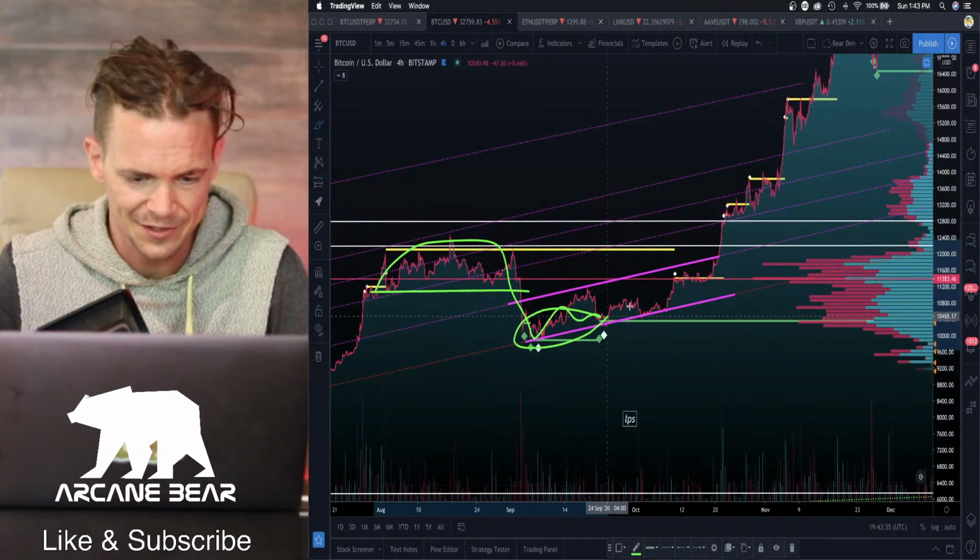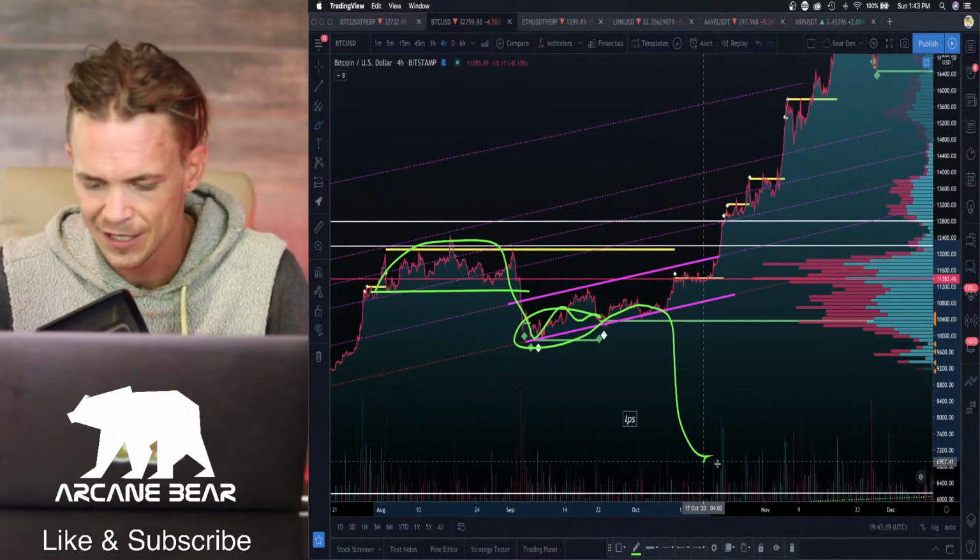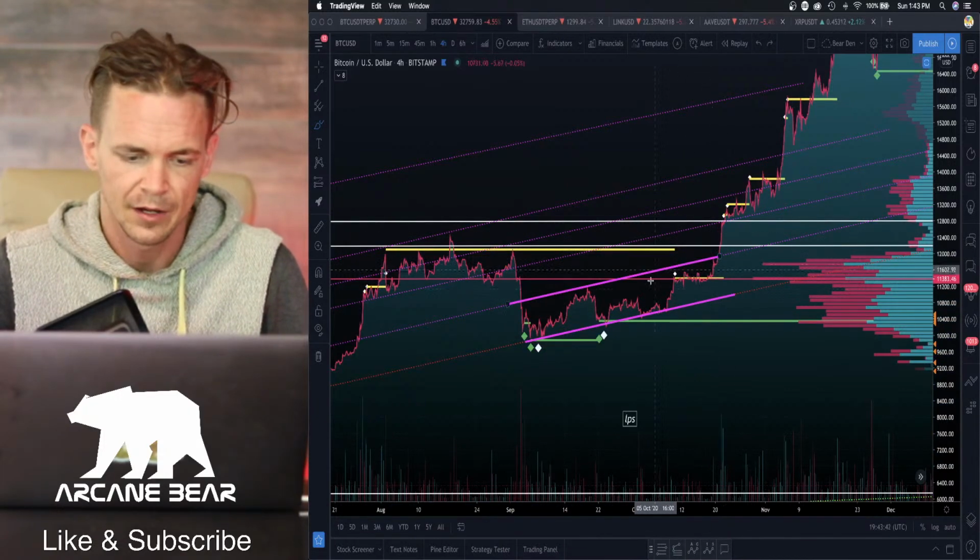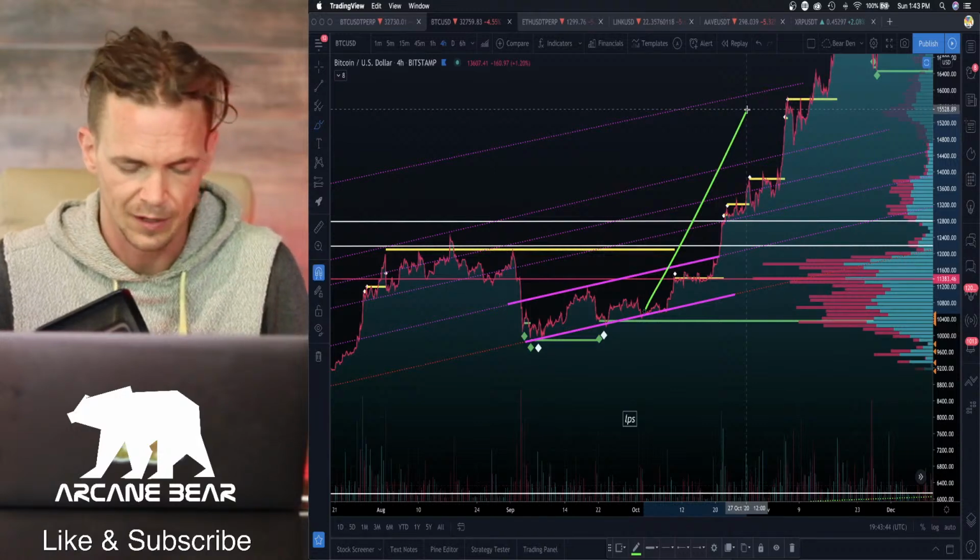But if you didn't re-enter here, you're like, oh, I think it's going to distribute again. Like we're going to 3-4 grand. We want to touch the bottom of the trading range here. You would have not been in your position. You would have missed the entire rest of the bull market.